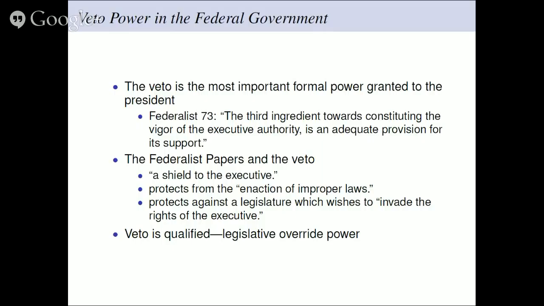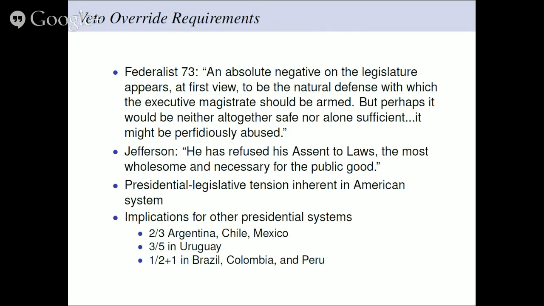However, the veto is not an absolute power. It is qualified. In fact, the legislature has their own check on the president's check in the federal system. That is, the veto can be overridden by a 2/3 vote in both the House and the Senate. Now, although we require a 2/3 veto override at the federal level, there's nothing magical about this. In fact, the framers debated whether a 2/3 override was appropriate.